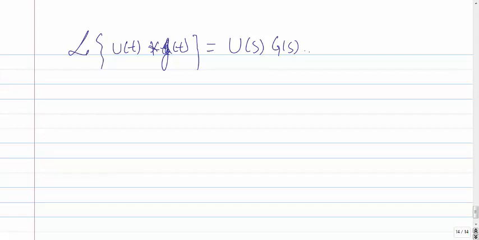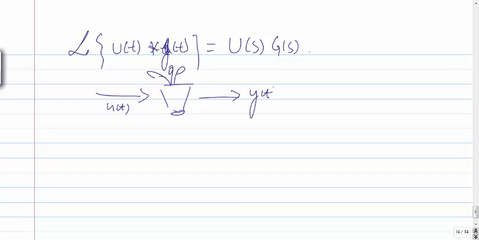So what we did here, actually, we consider an input to a system, an input to a plant. This is our plant, and we get some output y of t here. This plant in the frequency domain we represent in terms of the transfer function.